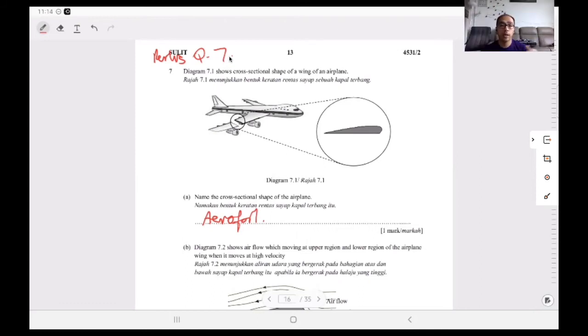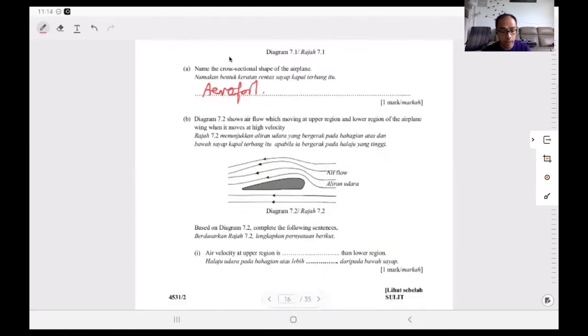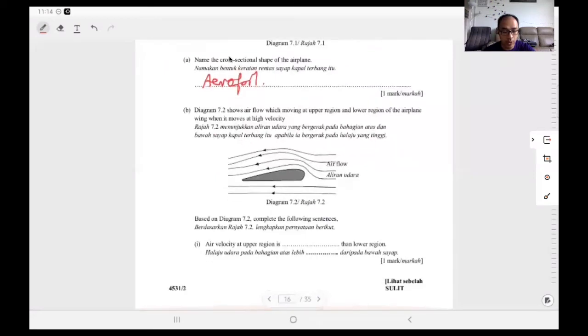Okay, so the cross-sectional shape of the aeroplane is an aerofoil. Diagram 7.2 shows the airflow moving at the upper region and lower region. I've explained this earlier, so I'm just going to go through this as quickly as possible because I want to talk about the experiment question.